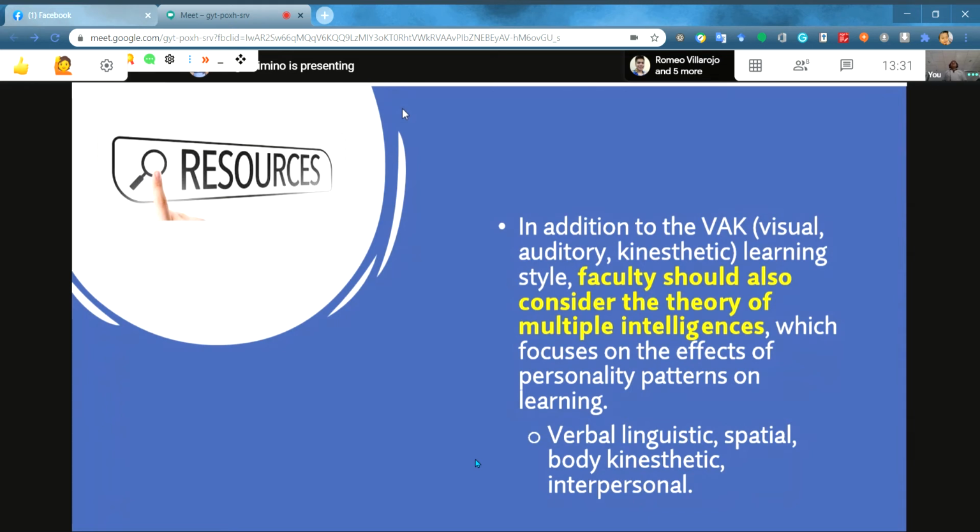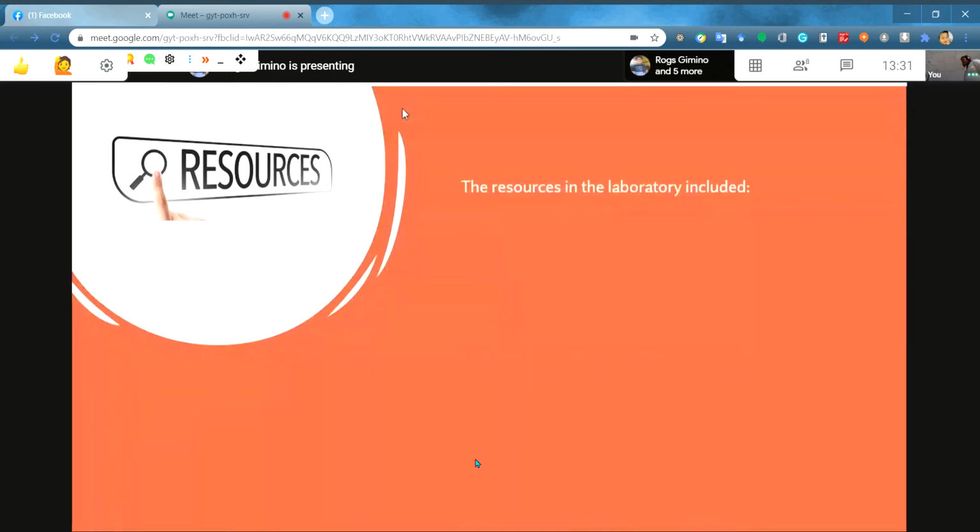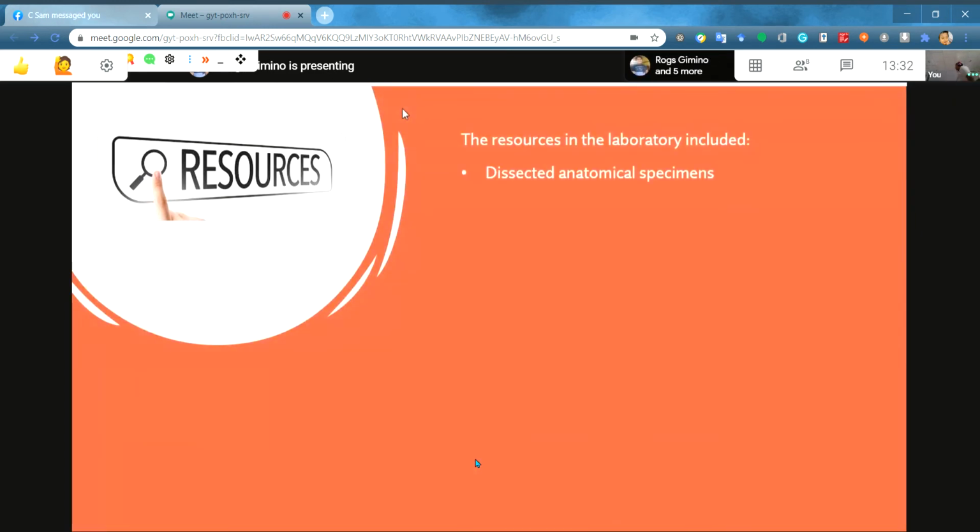So the learning style that the teacher applies should be adaptable to all. Not just auditory, where lessons are only through audio, or only visual. All learning styles should be accommodated. So the resources in the laboratory are what we see in the resources.